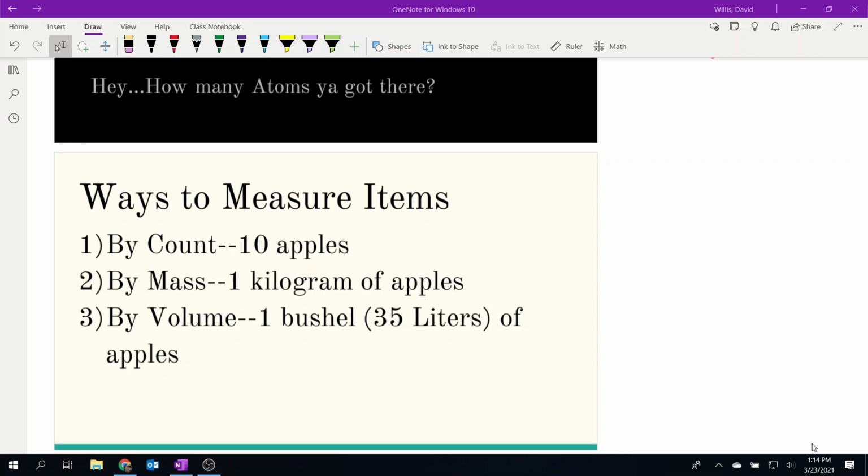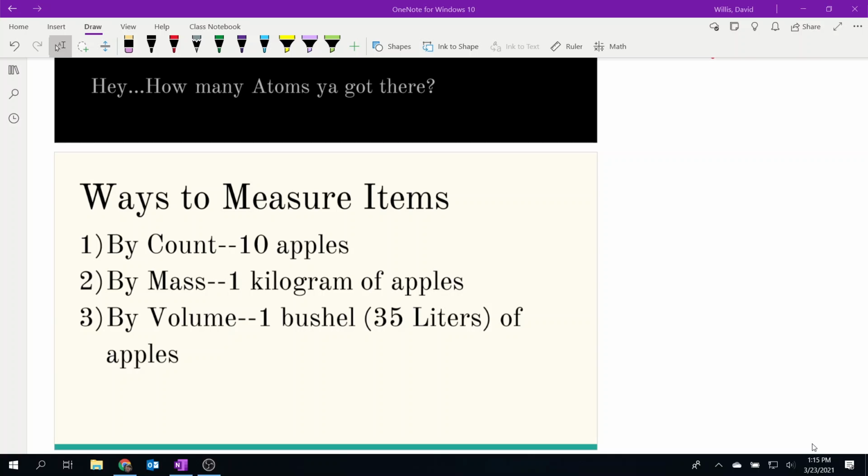We could also do that by mass. So we're using apples here for this example. If I had 10 apples, that also could be represented as 1 kilogram. And we could talk about it in terms of the mass instead of just the number of individual apples.